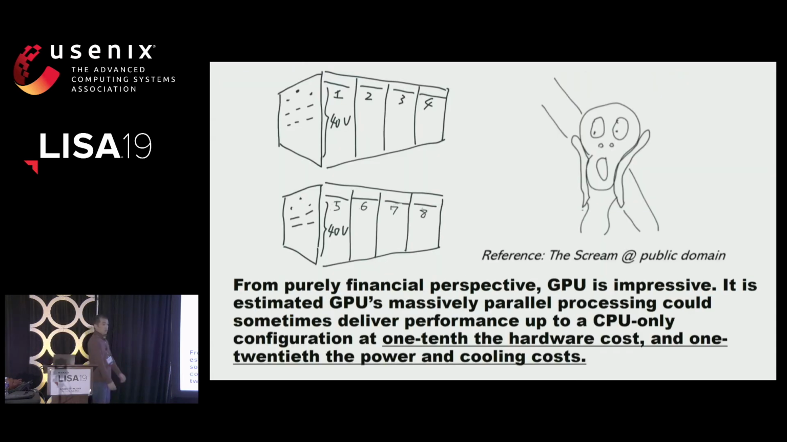Another difficult thing is the floorplan. Unfortunately, we had to cope with billions of session data streams with only 8 rack spaces. I was expecting that it's a good chance to cope with clusters such as Spark and Hadoop, but it was impossible. And GPU is impressive because it is estimated that it could deliver performance equal to a CPU-only configuration at 1/10 the hardware cost and also cooling cost.